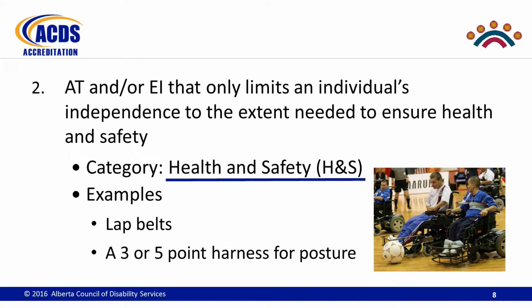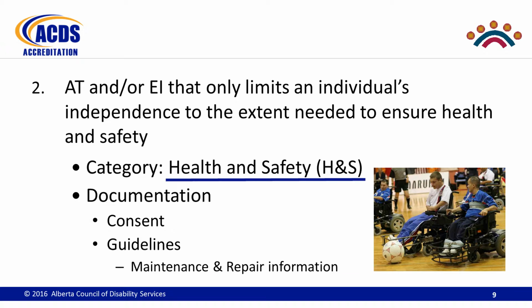This looks at any assistive technology or environmental intervention that limits an individual's independence but might need to be in place to ensure the health or safety of an individual. For example, while a wheelchair might fall under aids to daily living, a lap belt, when used to prevent an individual from getting out of his or her wheelchair and falling because he or she can't stand up on their own, falls under the health and safety category. In terms of documentation, any AT or EI for health and safety needs to have guidelines and consent in place. Guidelines need to include maintenance schedules and repair information.